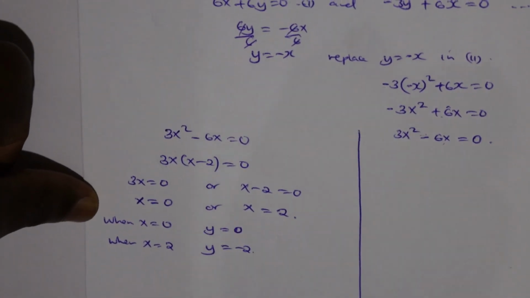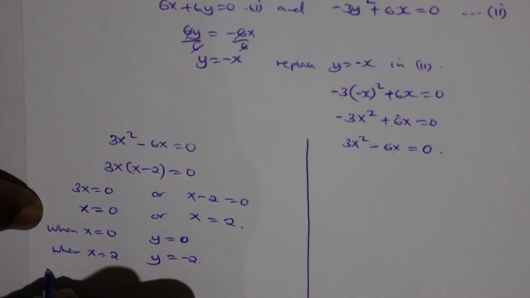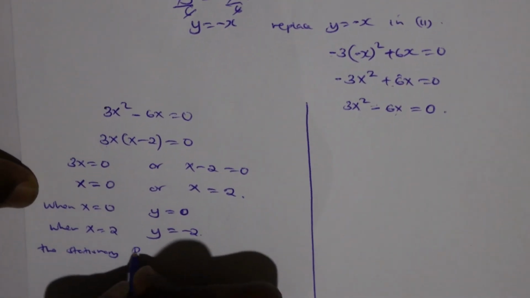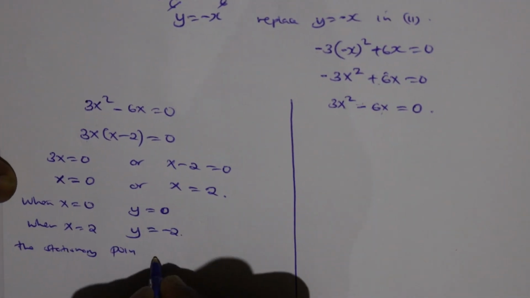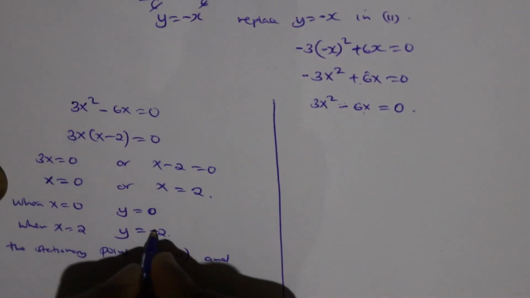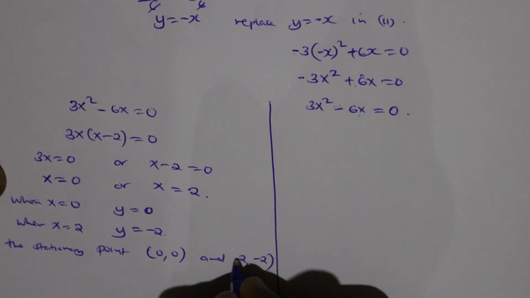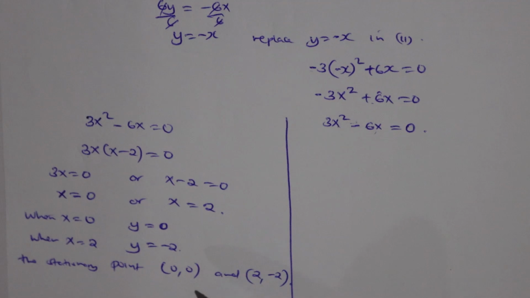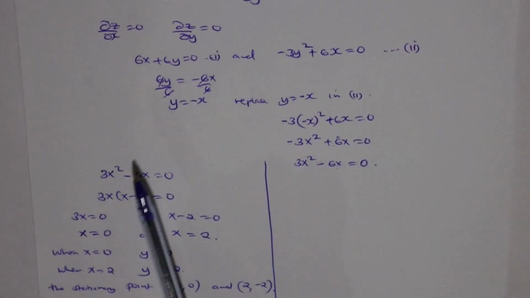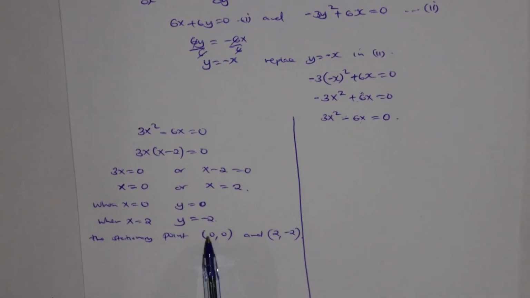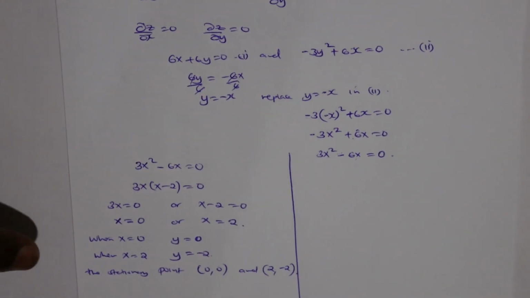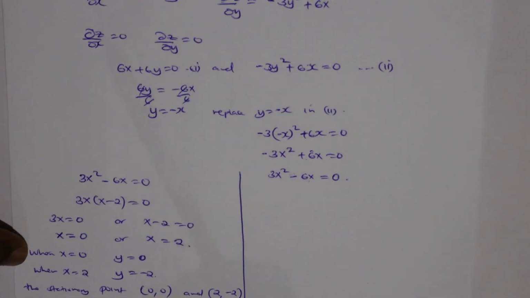So therefore, your stationary points will be (0, 0) and (2, negative 2). You can see in this case we have two points. Now, when getting the nature, we're going to get the nature of this point and also the nature of this point, because they are not occurring at the same place in the Cartesian plane.